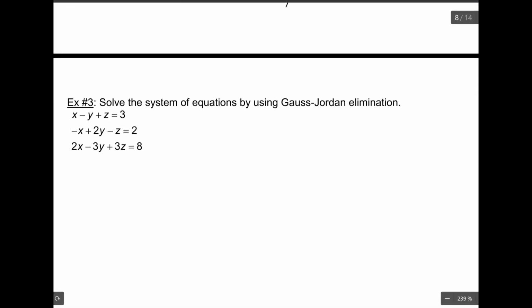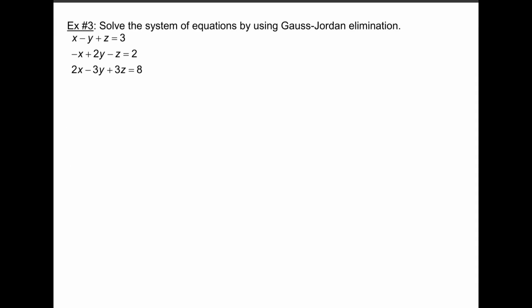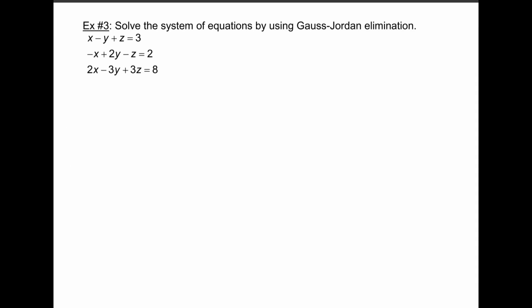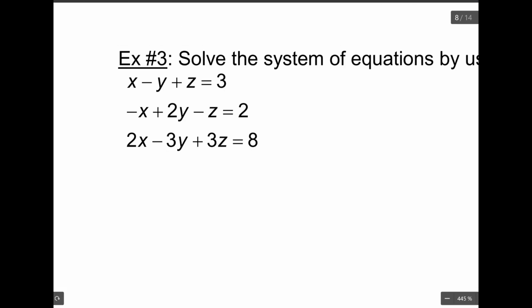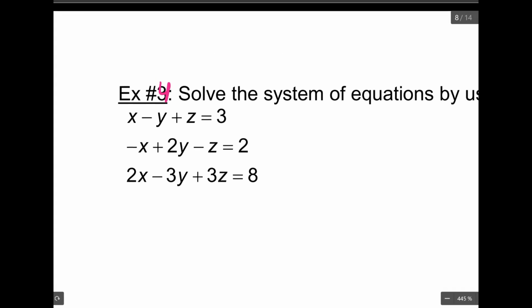All right, so this one, what's wrong? I don't think this one's too bad. Here's my system. Oh, it's actually example 4. Jenna, do you want to read example 4 out loud for me? No, like the directions. What do the directions say? Solve the system of equations by using Gauss-Jordan elimination.